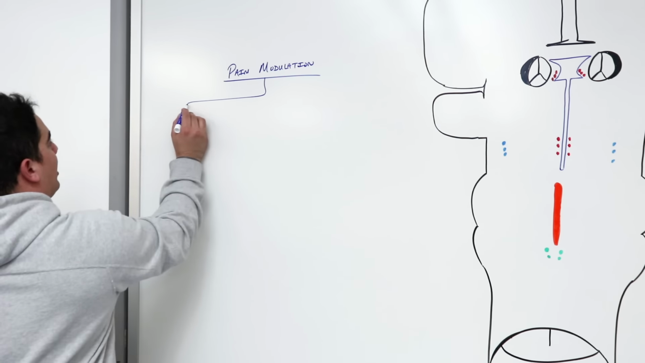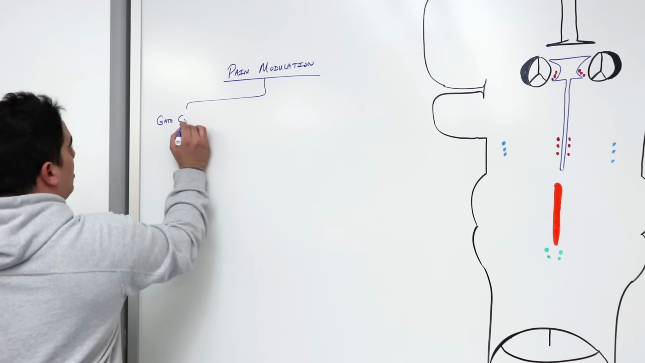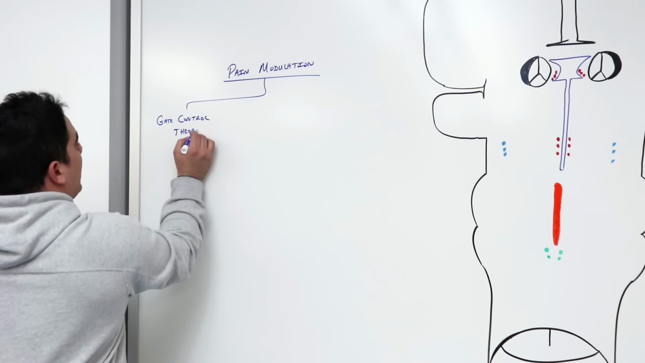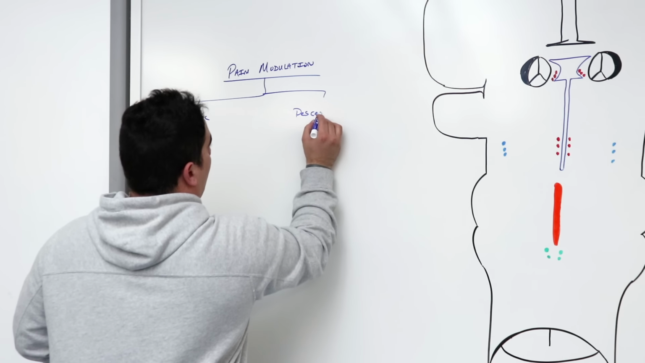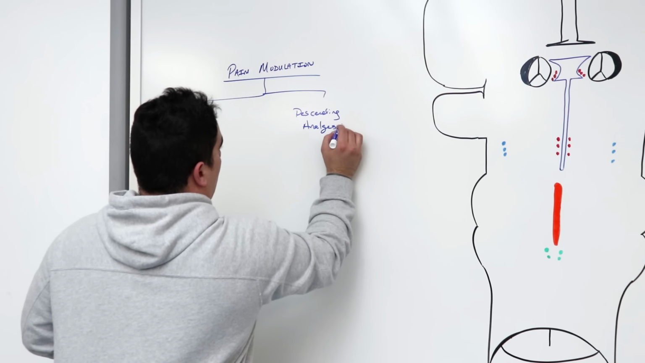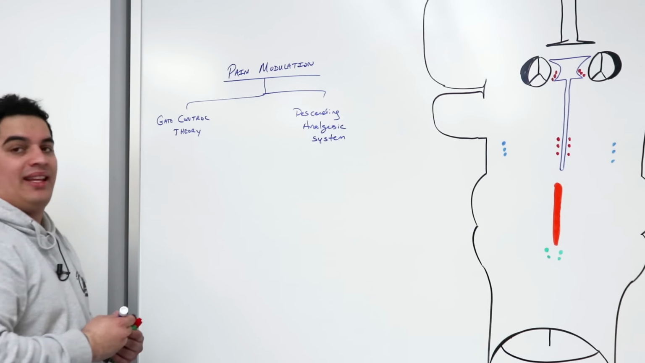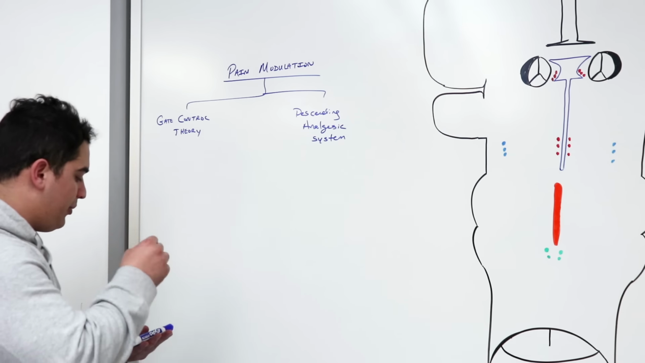What are these two different pain modulations? One that we're going to talk about first is the gate control theory. And the next one we're going to talk about is the descending analgesic system. Okay? So we're going to talk about these two.